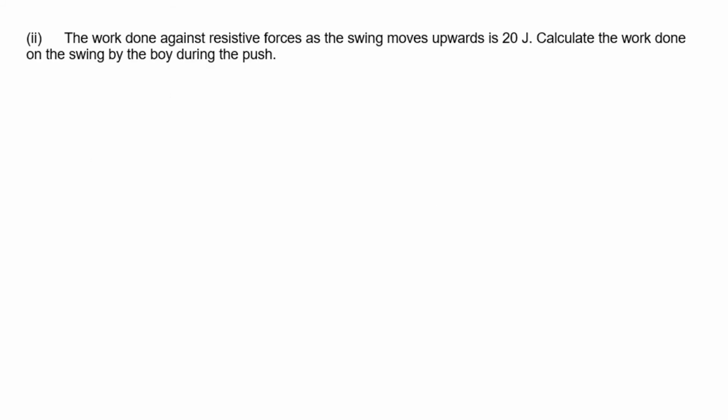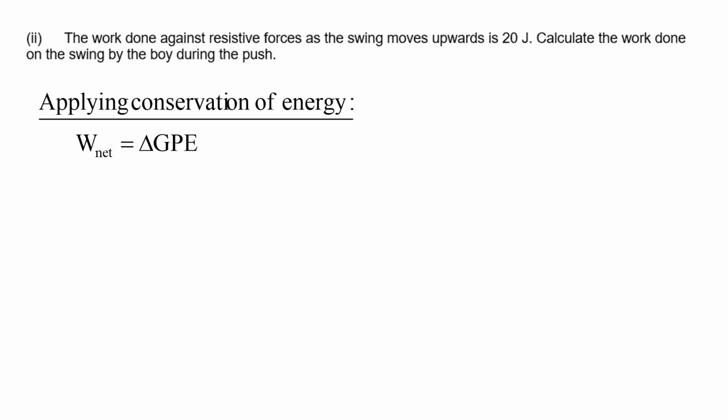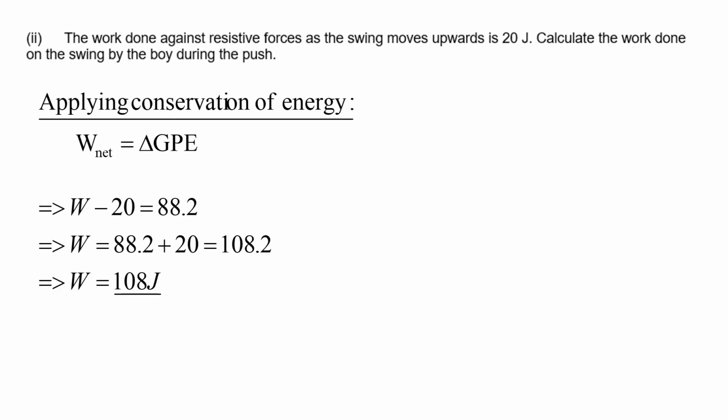The next part says the work done against resistive forces is 20 joules. How much work must the boy have done? So essentially what this is thinking about is now applying conservation of energy. If your energy changes, some work must have been done on you, because at the maximum position the kinetic energy is 0, so we don't have to worry about a change in kinetic energy. So the net work done will be the difference between the resistive work done and the boy's work done, which you can see there. If we rearrange that, we can see the work done is 108 joules.